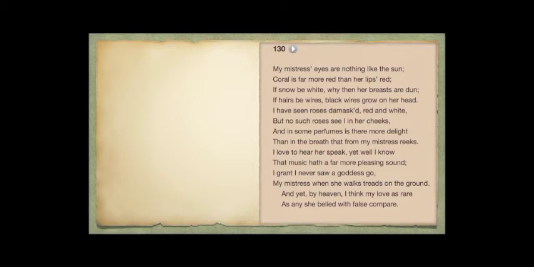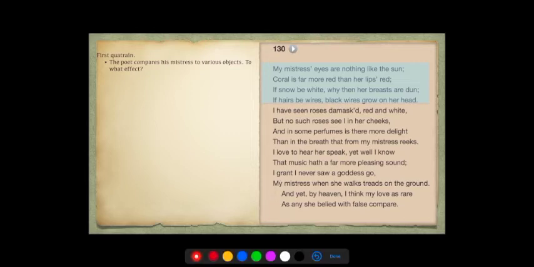Okay, let's analyze 130 now. So we look at the first stanza as we've been doing. And by now, I don't even have to go over a rhyme scheme, iambic pentameter. You know how those go. Notice the poet compares his mistress to various objects in here. What comparison do we have?